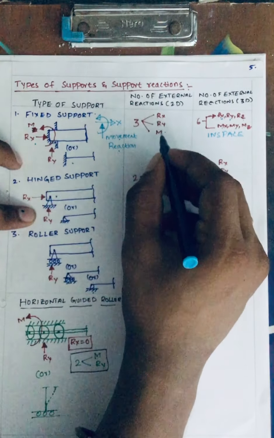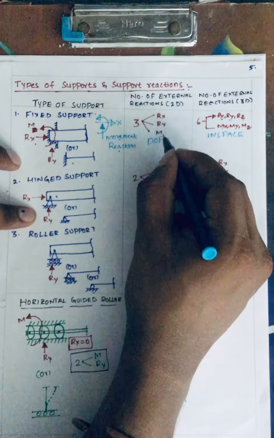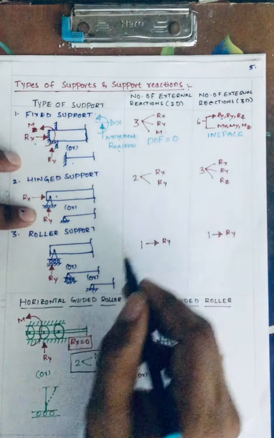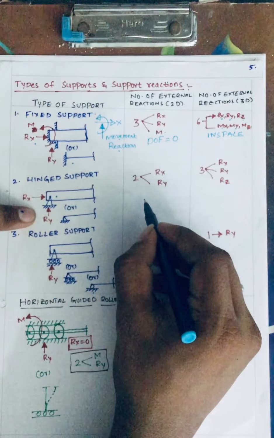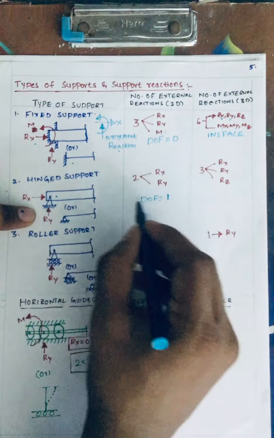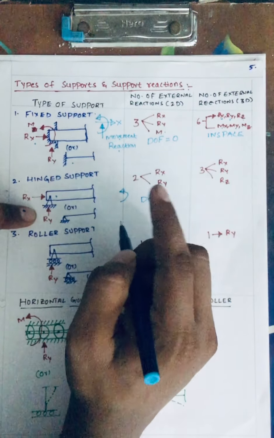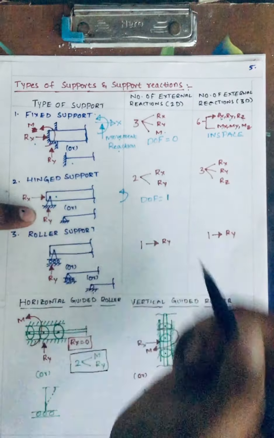Okay. So in 2 dimensional, how many degrees of freedom are we having here? Here the reactions are 3. Here the degree of freedom is 0 in the fixed support. If you come to the hinge support, your degree of freedom will become 1. What is the degree of freedom? That is nothing but a rotation. So a hinge support can rotate, but it cannot translate in x, and it cannot translate in y also.